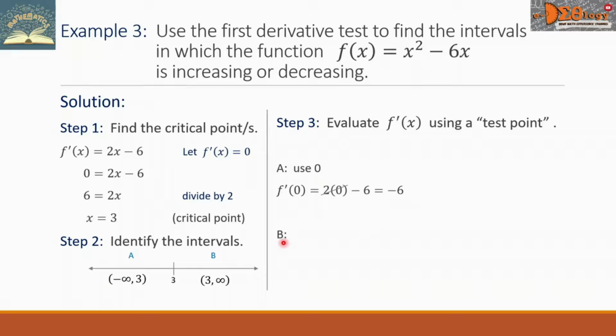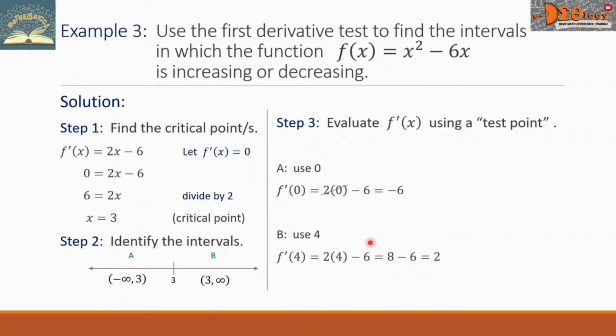What about interval b? Let us take one value here. It is better to use the smallest integer for interval b. So that will be positive 4. Let's evaluate f prime of 4. So we have now 2 times 4 minus 6. 2 times 4 is 8. Then minus 6. Finally, the answer is positive 2.